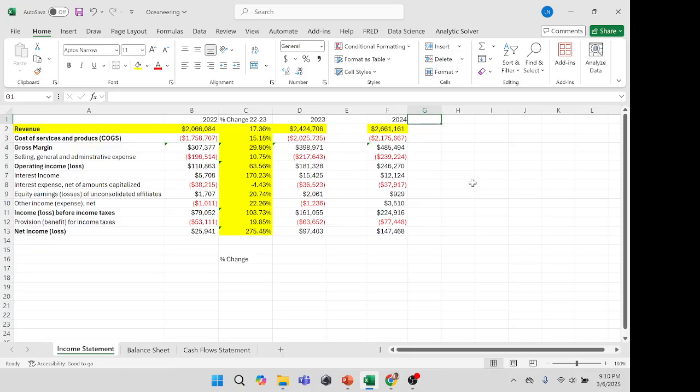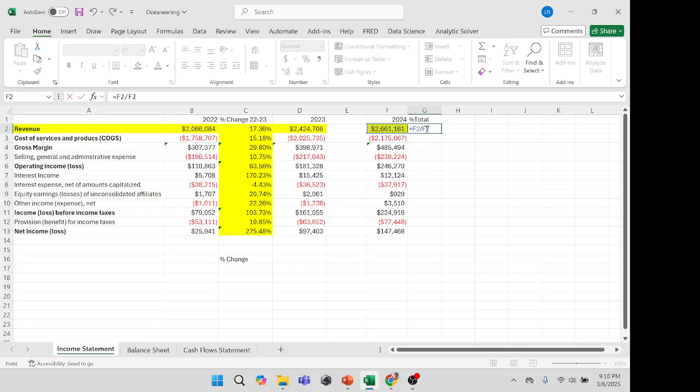Then here's the concept of percentage of total. So in the income statement, when we're using the percentage of total concept, you want to take everything as a percentage of revenue. What does that mean? Let's say the first cell right here, I want to take this and divide it by itself, because I want everything down here to be divided by revenue, because that is the percentage of revenue.